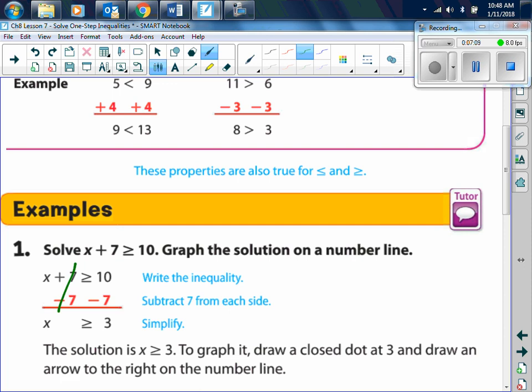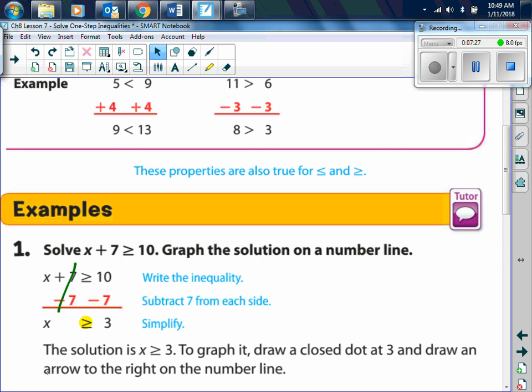The important number there is 3. What kind of circle am I going to have at 3? You're going to have a closed circle. Very good. So the important number was 3. We are going to have a closed circle at 3.